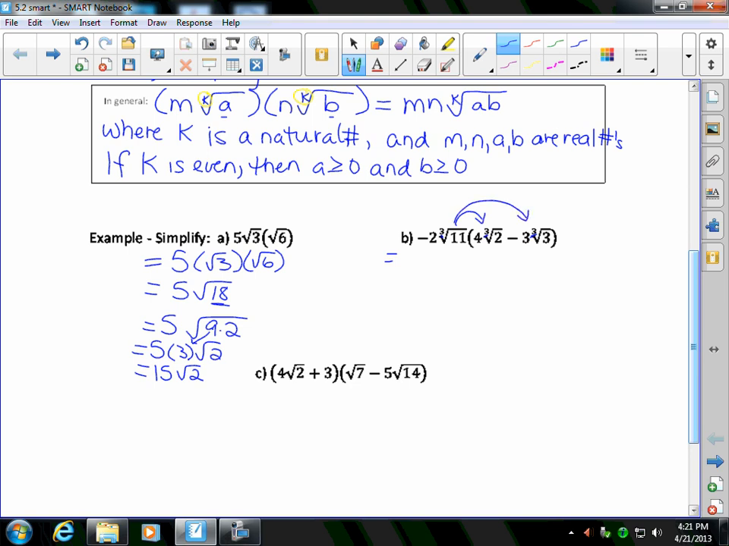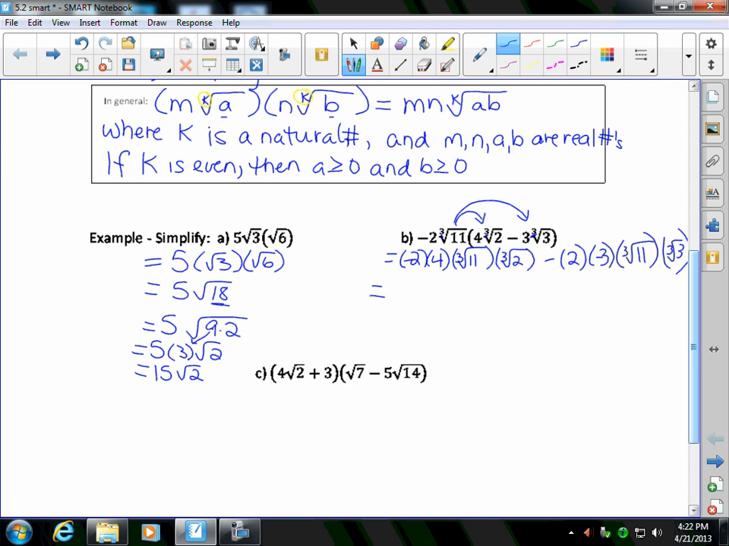And I'm going to write out the steps. You don't necessarily have to do this. You could do this part in your head. So I'm going to write this out as, I'm going to have negative 2 times 4 cube root of 11 times cube root of 2. And then I have negative 2 times negative 3 times cube root of 11, sorry I forgot where I was, times cube root of 3, bracket.